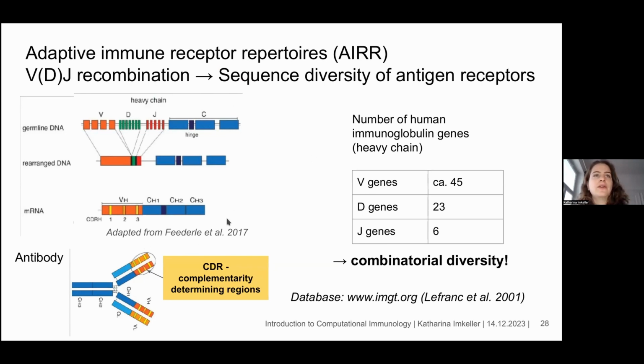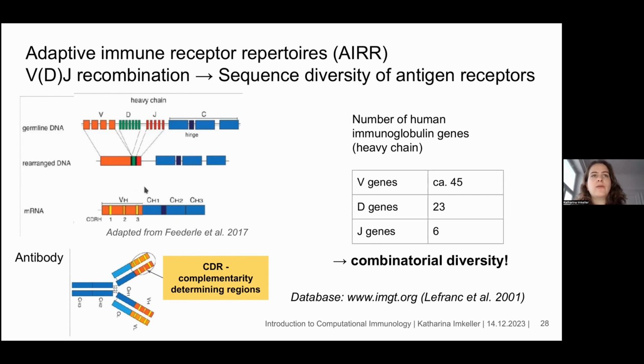Here you see an overview of the process of VDJ recombination. So in our germline, there are multiple different V, D, and J. So these are the names of the genes. There are multiple of those present, and there's a process involving rearrangement of DNA that then leads to the joining of one V, one D, and one J segment. And this then encodes a functional protein chain.